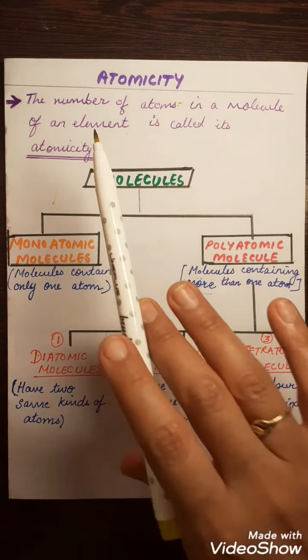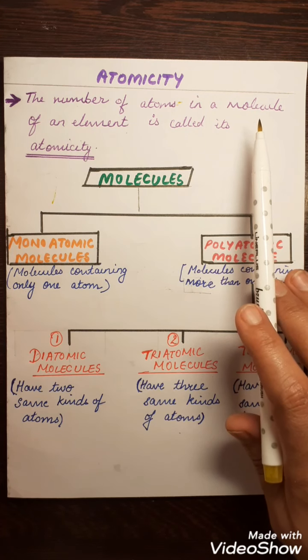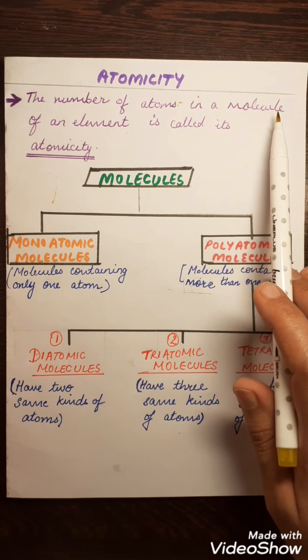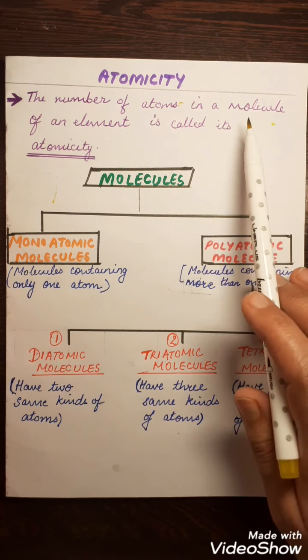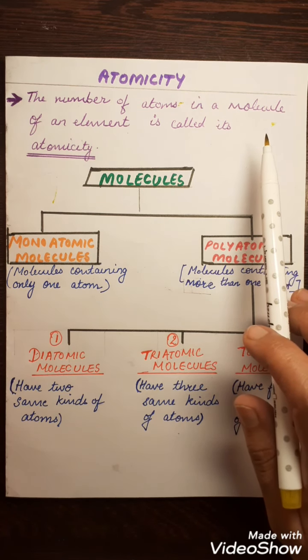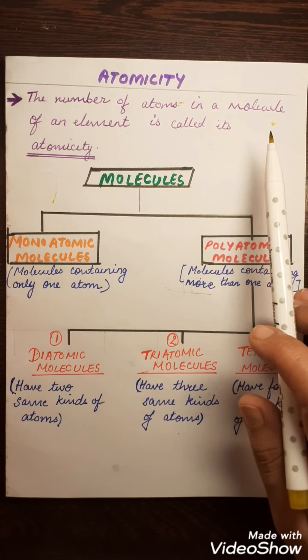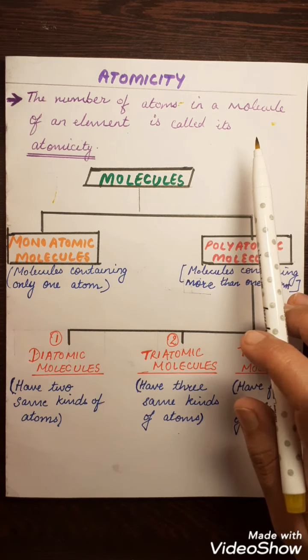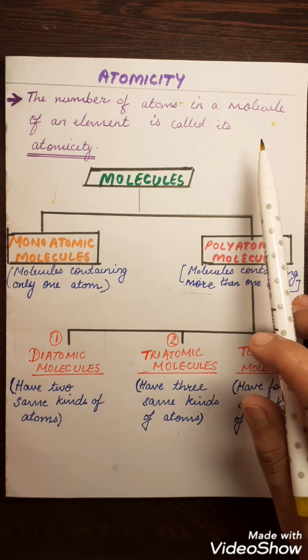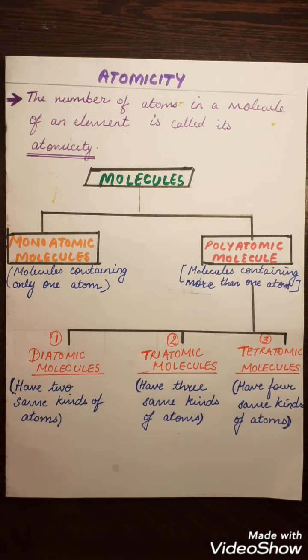Okay students, can you define molecule? Atoms, when joined together, form molecules, and molecules are of two types: homoatomic molecules and heteroatomic molecules. Homoatomic molecules means same kinds of atoms are joined together to form the homoatomic molecules. Heteroatomic molecules, when different kinds of atoms are joined together, they form the heteroatomic molecules. Here we will study about the homoatomic molecules. When same kinds of atoms are joined together, they form the homoatomic molecules.